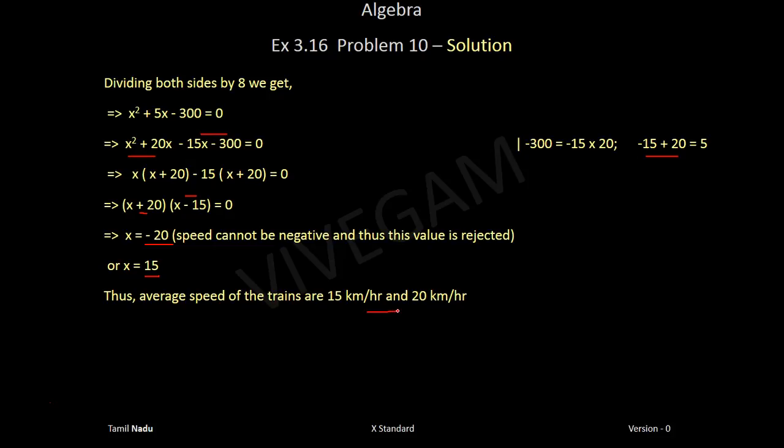Okay. Anyway, you can check. After 2 hours, this will be 30 kilometers and this will be 40 kilometers. So 40 square is 1600 and 30 square is 900. 1600 plus 900 is 2500, which is 50 square, the hypotenuse square. Right, so it is right.